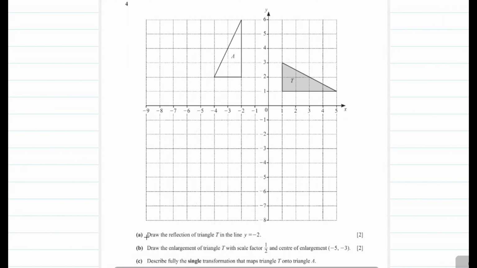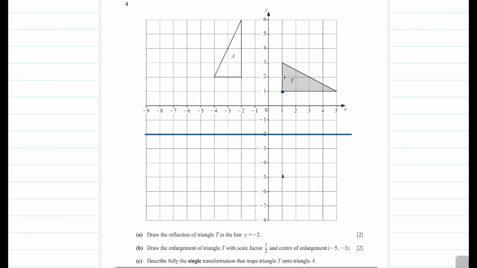Now question 4. Part A, draw the reflection of triangle T in the line y equal to -2. Now you can see here, this is the triangle T. Now the reflection of triangle T, firstly we draw the line y equal to -2. You can see here, this is the line y equal to -2 we draw here. And this is the reflection line. Now from this reflection line, we take the reflection of each point. Now the reflection of this point, you can see here, this point is 1, 2, 3 units above. Draw the point 3 units below, 1, 2, and 3.